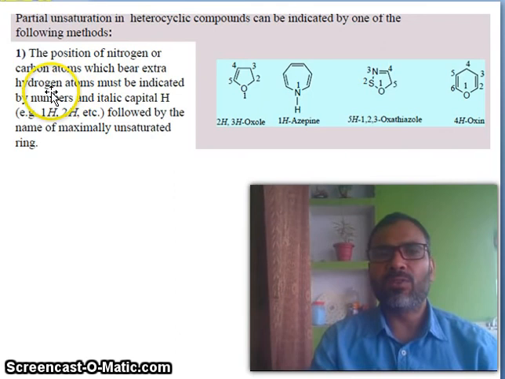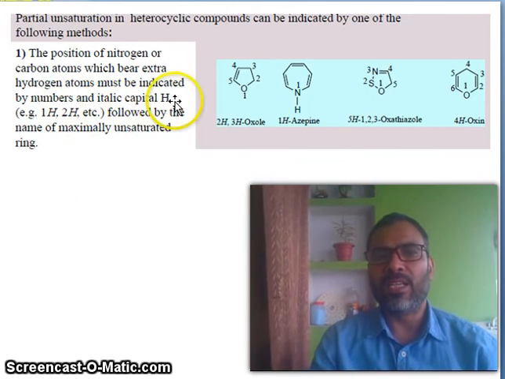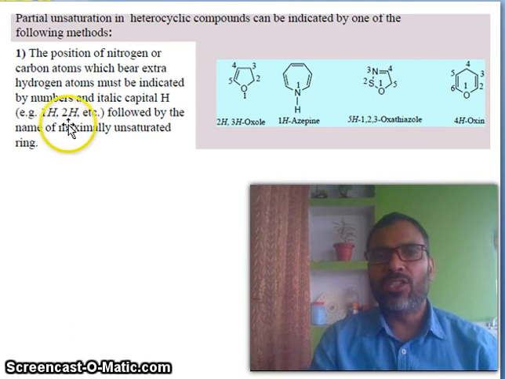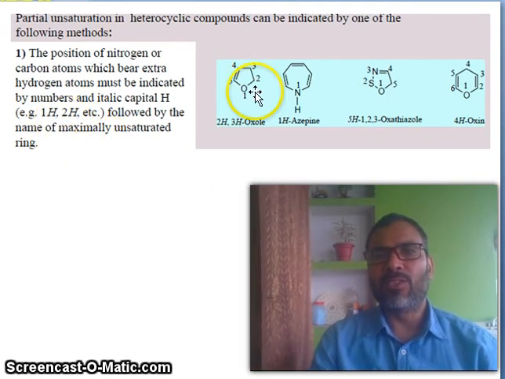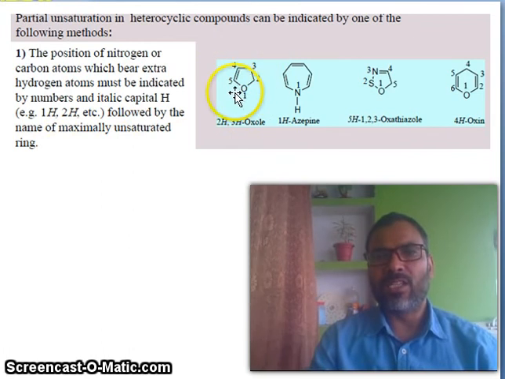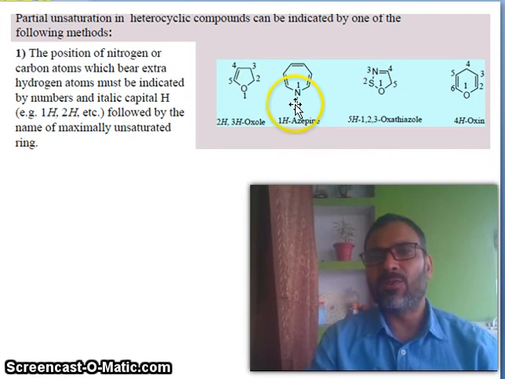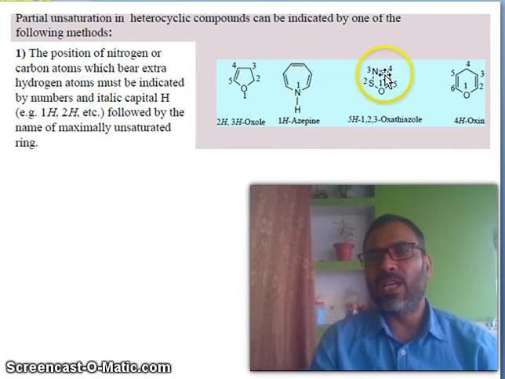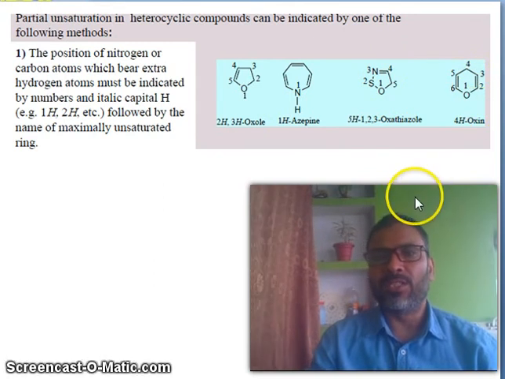The position of the nitrogen or carbon atom which bears the extra hydrogen atom must be indicated by a number and italic capital H. So 1H, 2H, followed by the name of the maximum unsaturation ring. Now you see, is this saturated or unsaturated? This is partially unsaturated. This is unsaturated. This is partially unsaturated. This one is also partially unsaturated.